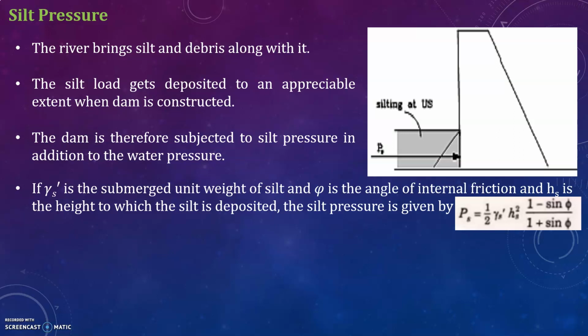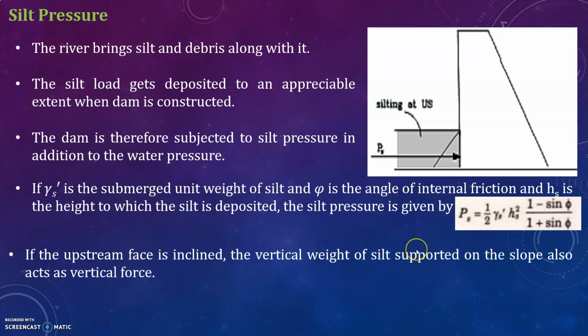In earth pressure you have learned the same thing. Here, instead of K, it is written as (1 − sin φ)/(1 + sin φ). So, half into base into height into Ka, that is ½ γs' Hs² (1 − sin φ)/(1 + sin φ). That is the silt pressure. If the upstream face is inclined, the vertical weight of the silt supported on the slope also acts as a vertical force.